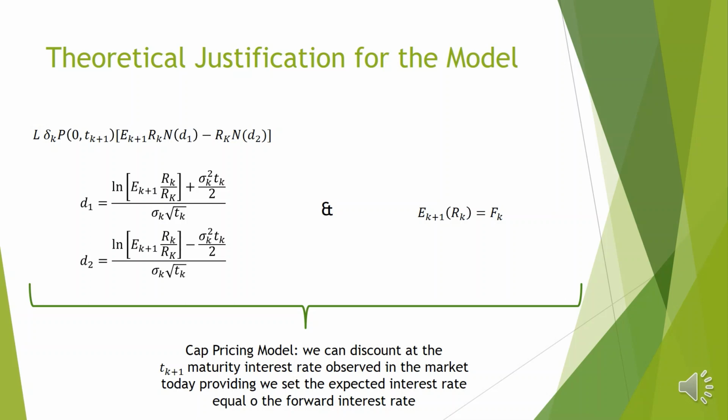The past equation becomes as we can see here in this slide, with d1 and d2 as they are shown here. We also can see on the right side of this slide how the expected value in Tk plus 1 is calculated. Concluding, this is the cap pricing model, so this shows us that we can discount at the Tk plus 1 maturity interest rate observed in the market today, providing we set the expected interest rate equal to the forward interest rate.